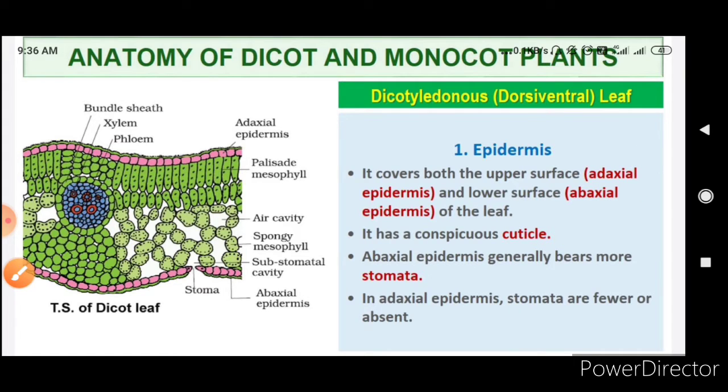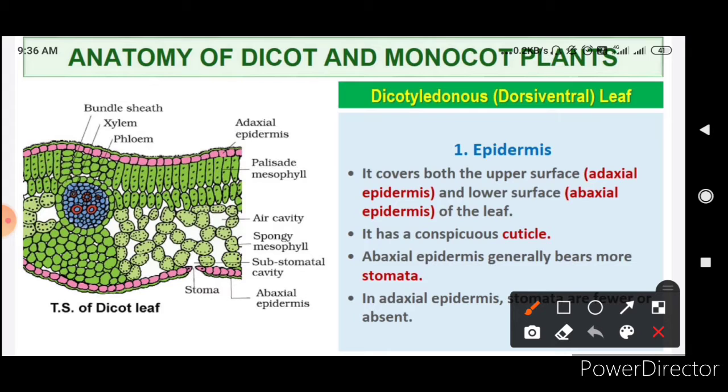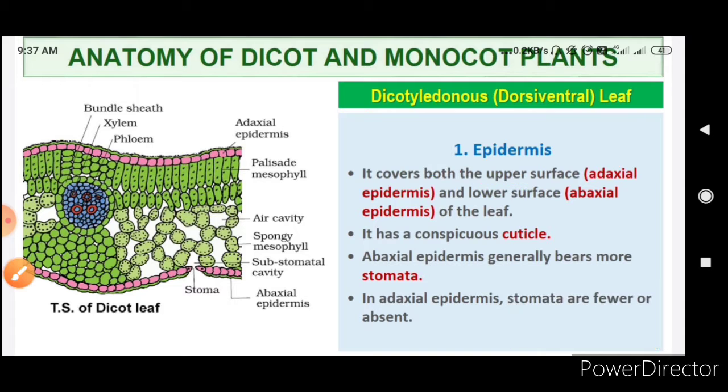You have to remember when you are talking about the epidermis, that the epidermis covers both the surfaces, that is the upper surface and the lower surface. The upper surface is called the adaxial epidermis and the lower surface is called the abaxial surface. The epidermis will have a visible, conspicuous cuticle, and the lower epidermis generally bears more stomata, and in the adaxial epidermis stomata are fewer or absent when we are talking about the dicot leaf. So this is the epidermis.